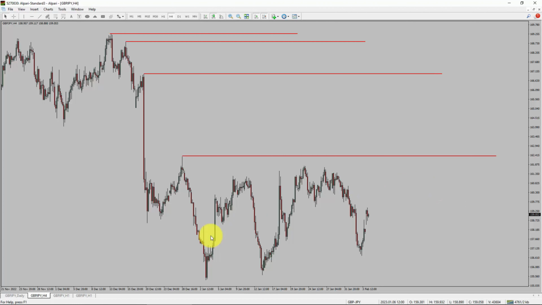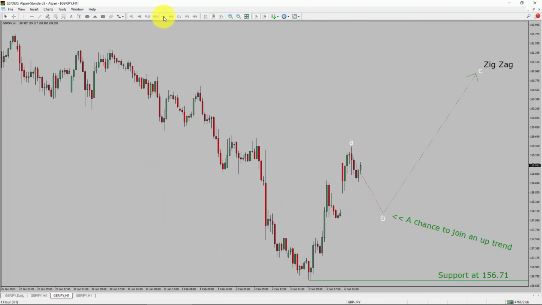Next, let us take a look at 1-hour time frame. The trend is up in 1-hour chart. Intraday support is present at 156.71 price level. I expect market to drop to print bearish wave B pullback. After that, I expect bullish wave C zigzag leg, which offers a chance to join an uptrend in GBP yen pair.